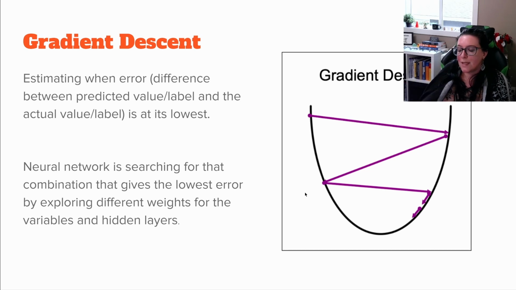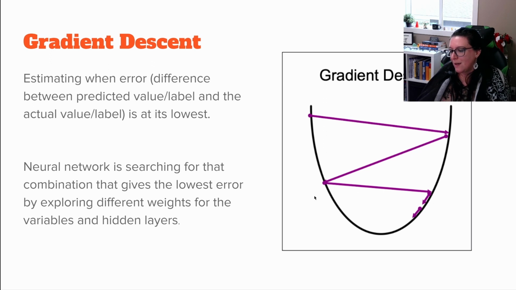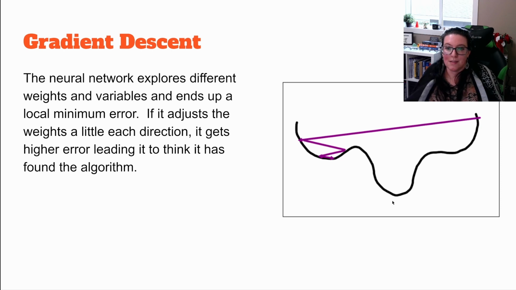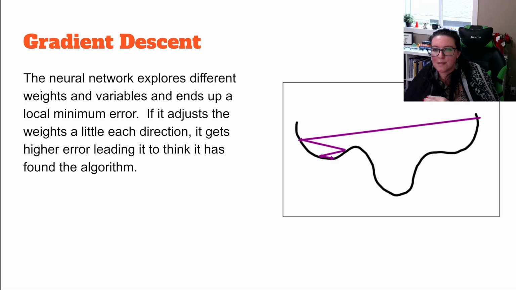So one way to keep it from getting stuck in these local minimums, like here, instead of the global minimum here, is to have more epochs, right? To go through more times, because each time it's going to take a different path. But it's also why we need to monitor the mean square error as we go through, because each time it is trying to adjust those weights in order to get it even lower.